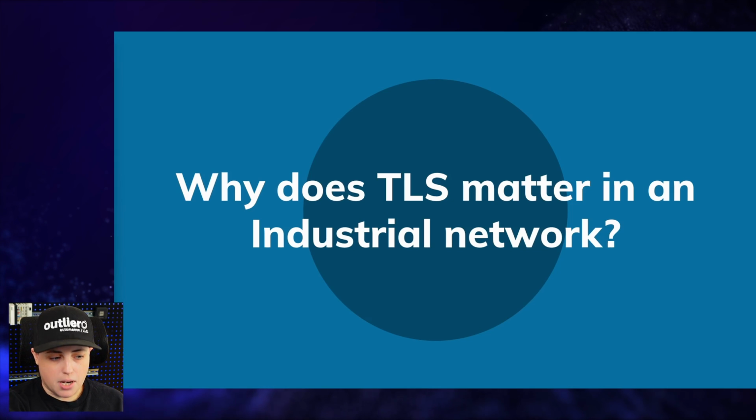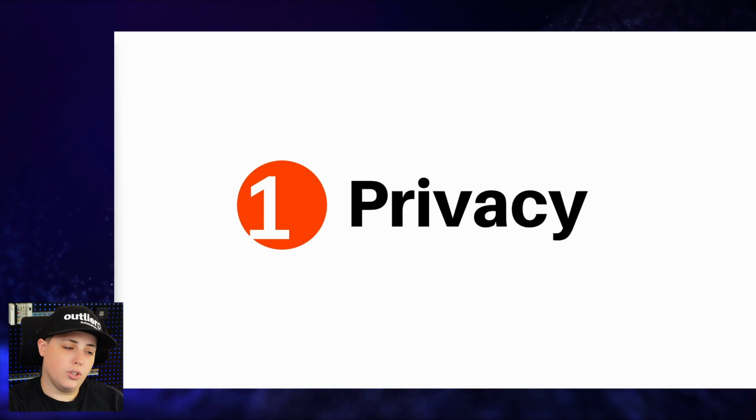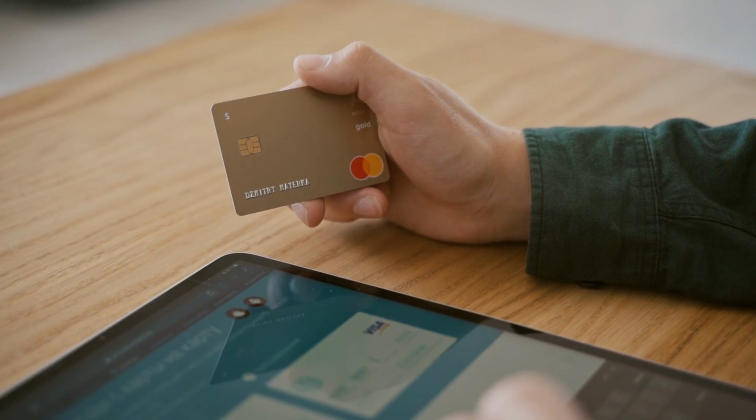Why does this actually matter though? One, in industrial networks, it will provide us privacy. If you're thinking about a web-based application out on a public network, one of the things we typically care about is credit card information or someone's public health information. Here we don't have quite the same types of concerns.